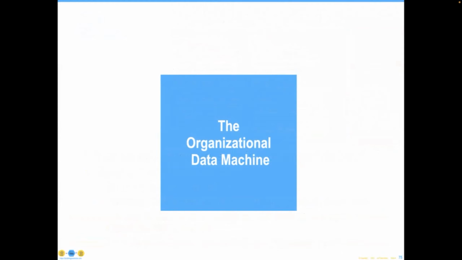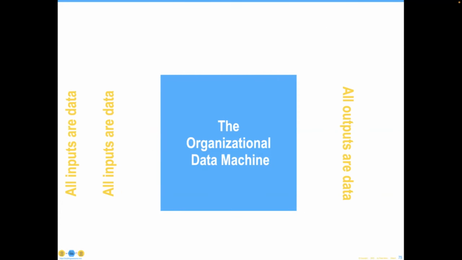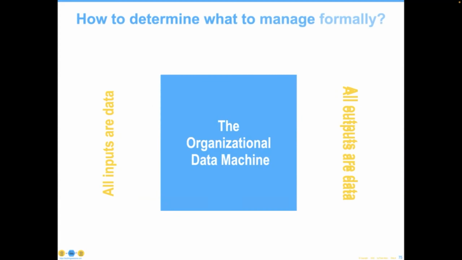The perspective of the steward is that there is this thing called an organizational data machine, and all inputs going into the organizational data machine and all outputs are data. In fact, everything going into the organization, everything coming back out of it is also. And the question becomes, how much do we manage formally? A steward is best able to determine that because they're familiar with both the business context and the use of the data within that business context.